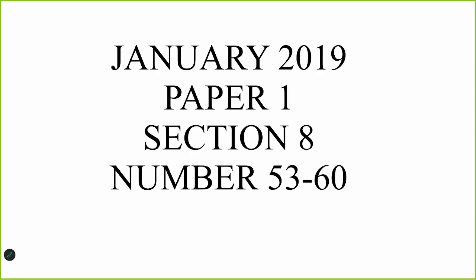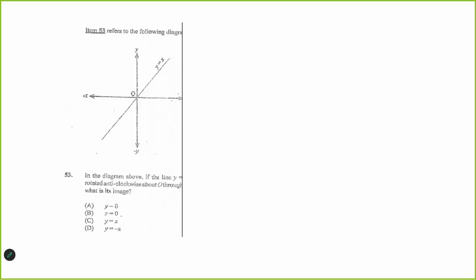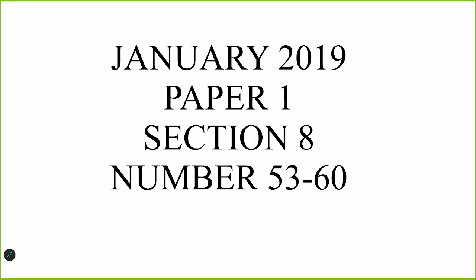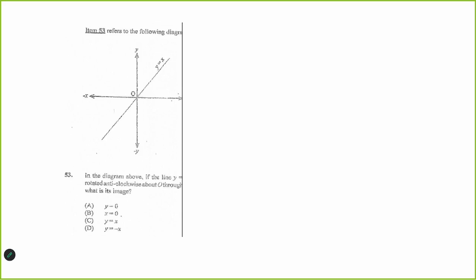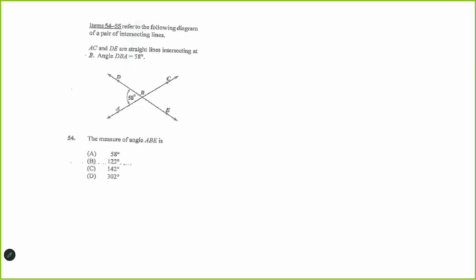Let's look at January 2019, paper 1, section 8. Right, they told you it rotated anti-clockwise, so now it's here. That is y is equal to x. This one here, A, B, E, this angle here, this is a straight line, so it'll be 180 minus 58, which is 122.